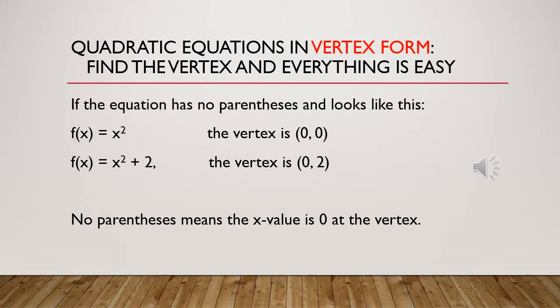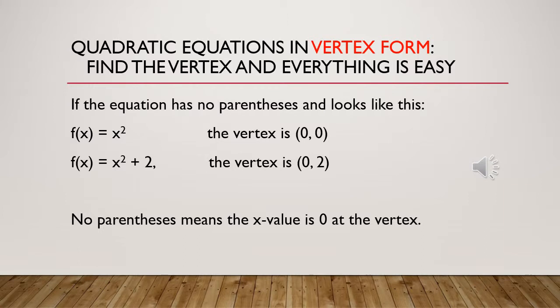You can get some clues to things just by looking at the equation for the function. These equations are in vertex form. F of x equals x squared. This is called a parent function. The vertex is 0, 0.